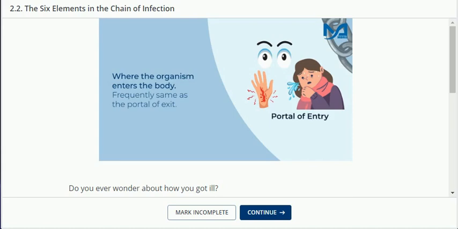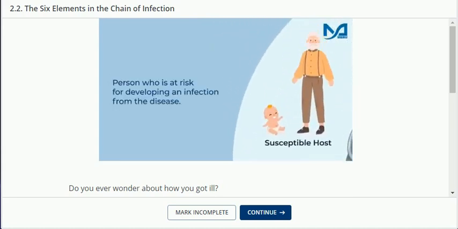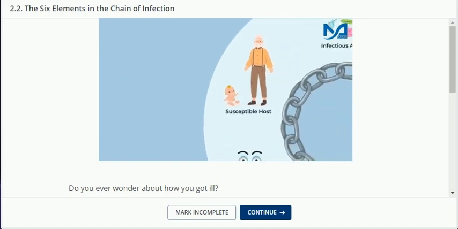It's either a baby, an elderly person, or someone with a weakened immune system. To prevent the spread of the disease, one of the links in the chain of infection must be broken.